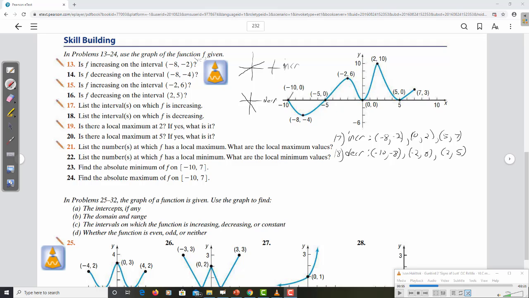Note that this isn't the only thing a function could do. It could also not be increasing or decreasing. It could just be constant, in which case it would just be a flat line. It wouldn't go up or down. It would just be flat.